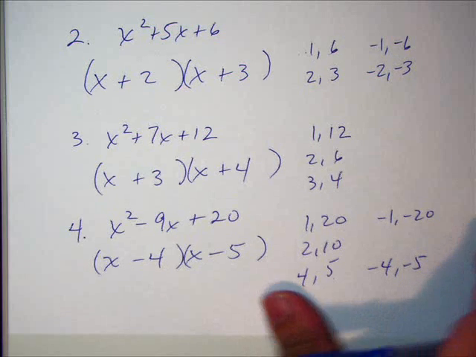Okay. One more example of that type. Number 5 is very similar to 1 through 4.